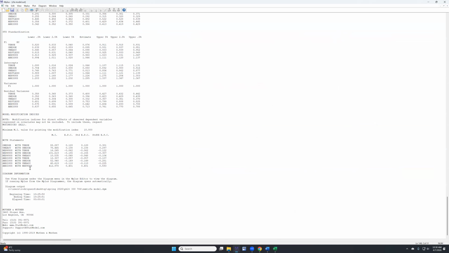So that's kind of a violation of a rule here. This is what we call post hoc model fitting. So this is saying my model sucks, but I can actually make it better if I do this. The rule for this is that you really need a good reason to do that.